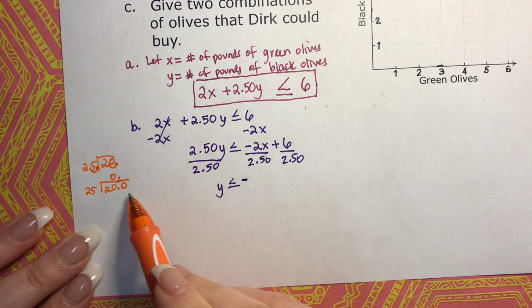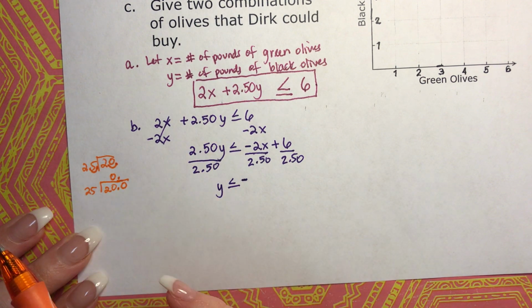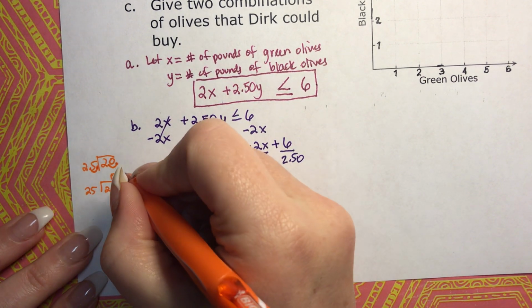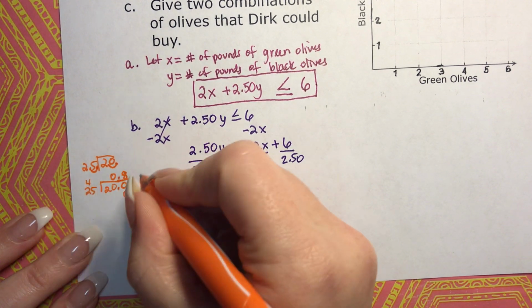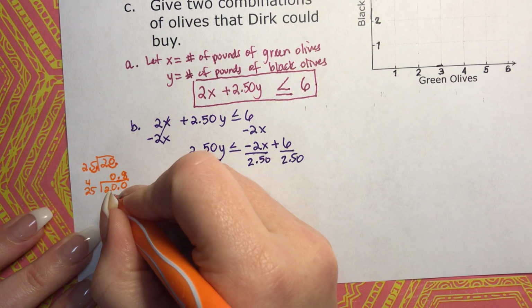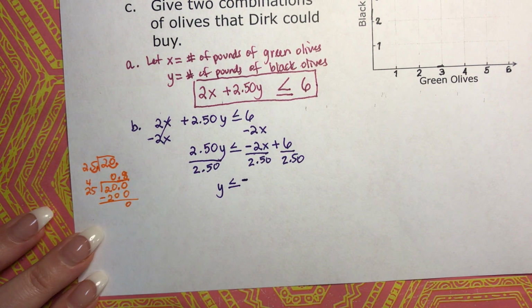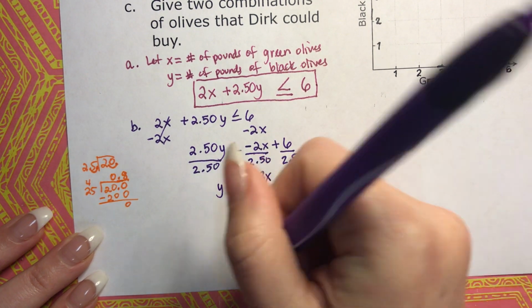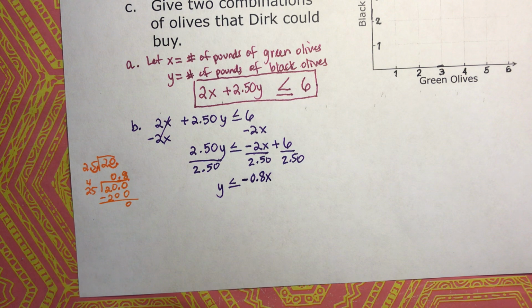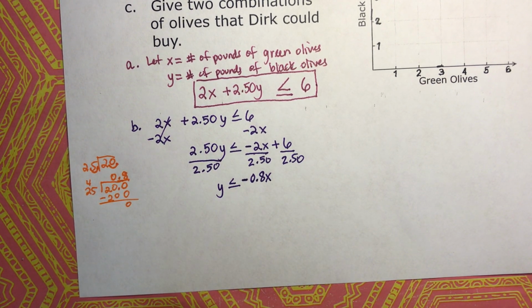So can 25 go into 200? Yes, 25 goes into 100 4 times. That means it will go into 200 8 times. And then we just multiply. 8 times 5 is 40. 8 times 2 is 16 plus 4 is 20. And there we have our answer there. It's 0.8. So 0.8x. Okay, then I need to divide this as well. So this is 6 divided by 2.5.